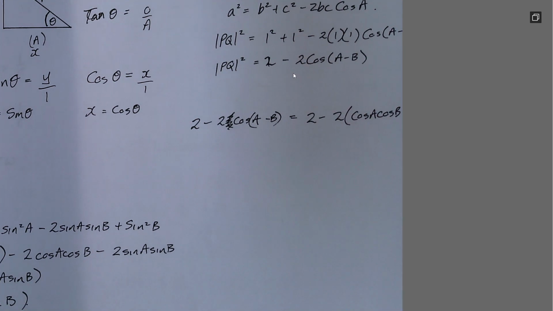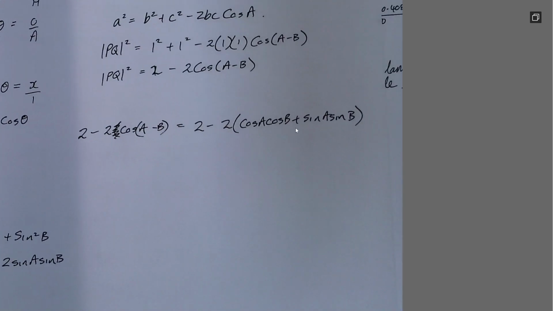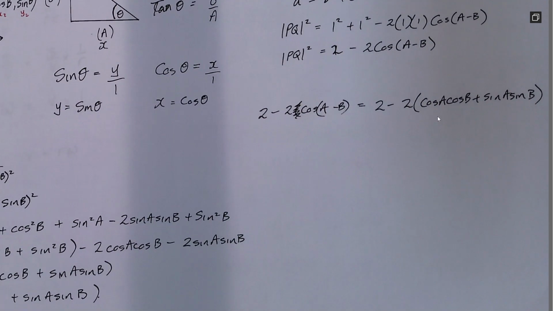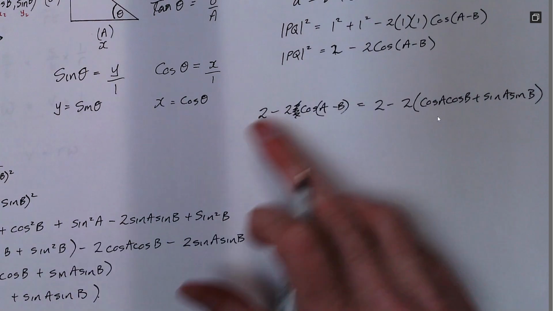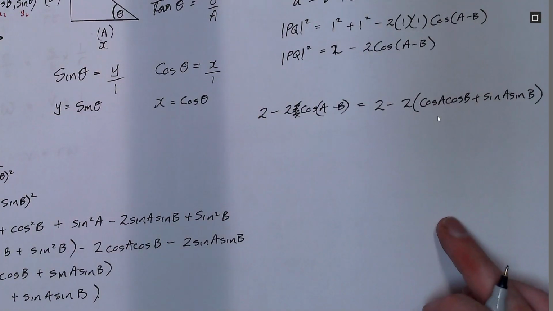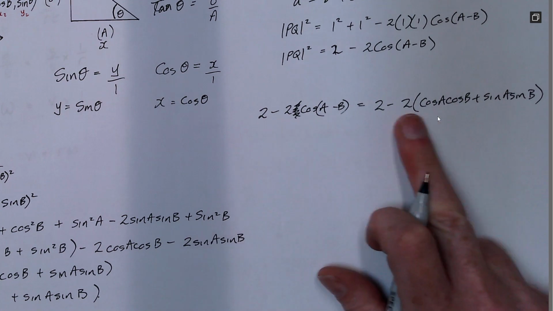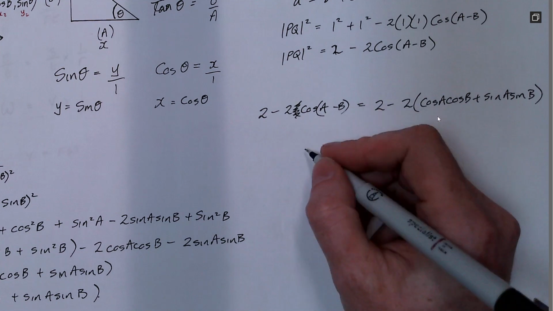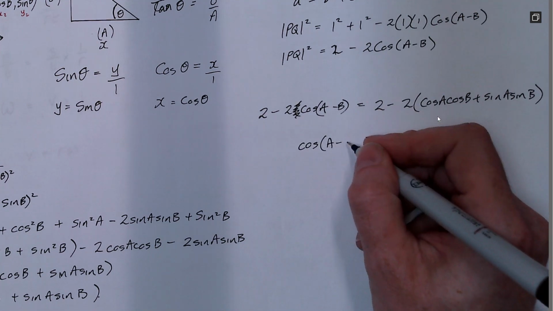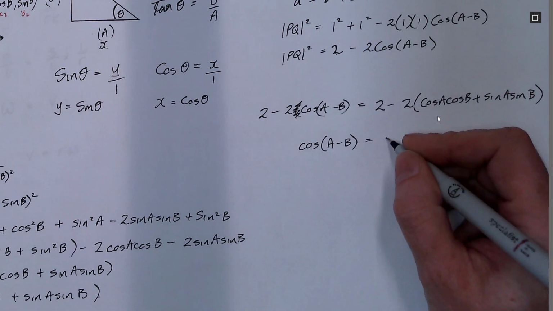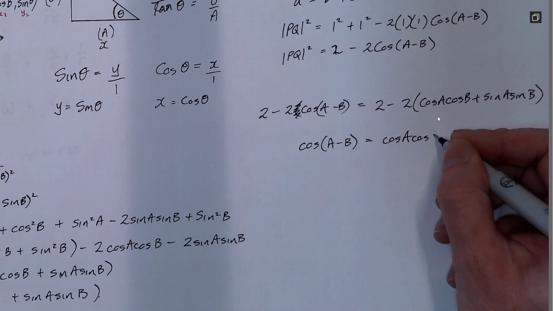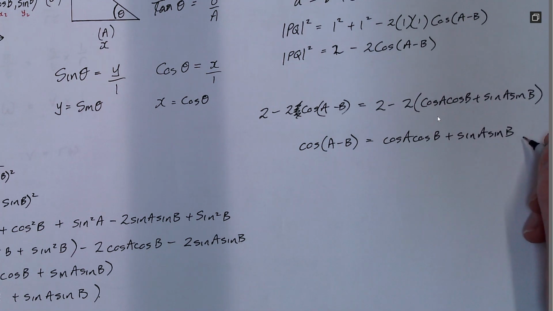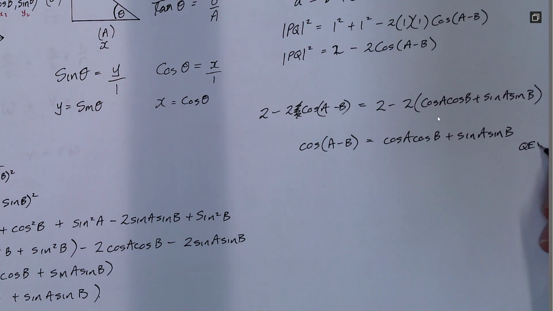So 2 minus 2 cos of A minus B equals 2 minus 2 times the bracket cos A cos B plus sin A sin B. Therefore cos of bracket A minus B equals cos A cos B plus sin A sin B. And that is QED, the proof.